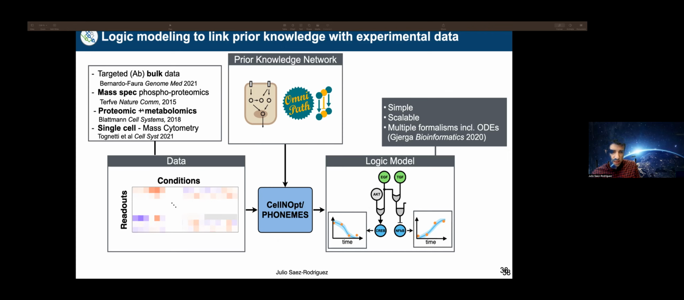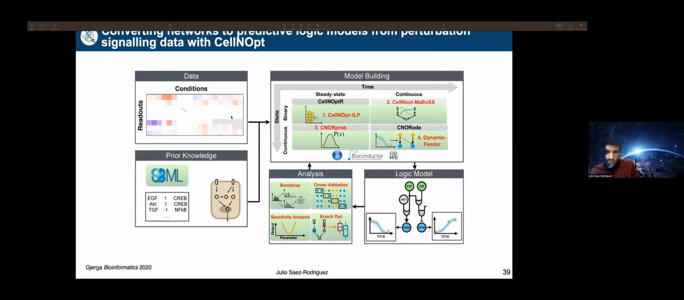Here is a bit more detail on what's behind CellNOpt. So as I said, data of different conditions, prior knowledge of OmniPath or SIGNOR and others. Then we have different model formalisms. As I said before, we can be binary, we can do Boolean models. For this, we can rely on the integer linear programming I mentioned before. But there are other model frameworks all the way to using differential equations. We can also do different types of analysis, such as bootstrap, cross-validation, and different analyses to better understand the models.